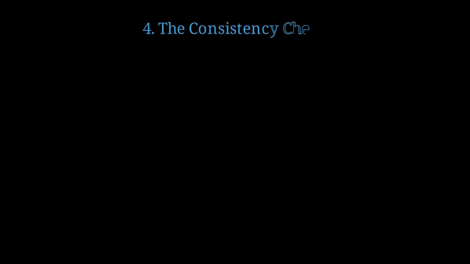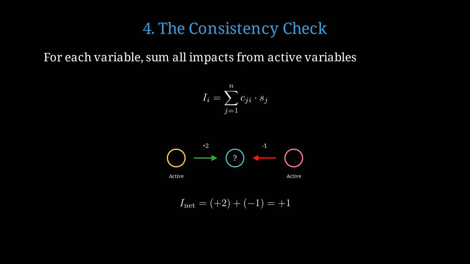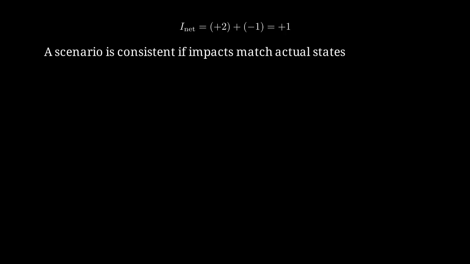How do we know if a scenario is self-consistent? Let's explore the mathematical test. For each variable, we sum all the impacts it receives from variables that are active in the scenario. The impact on variable i equals the sum of all cross-impacts from active variables j. If 2 active variables push on a middle variable, one with +2 and one with -1, the net impact is +1. The net impact of +1 suggests the middle variable should probably be active for consistency. A scenario is considered consistent when positive net impacts align with active variables and negative impacts with inactive ones.